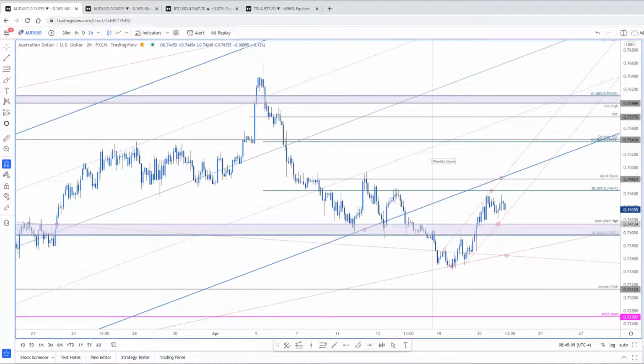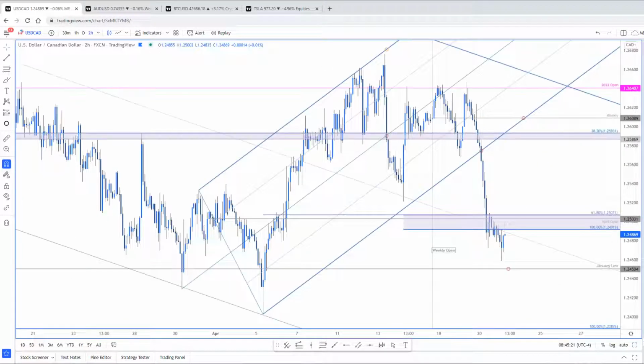All right, that's number 3. Number 4, please tell me one of you took this trade while I was gone. Dollar CAD finally turned lower. Glad that Jamie got us into that one on the swing side of things.